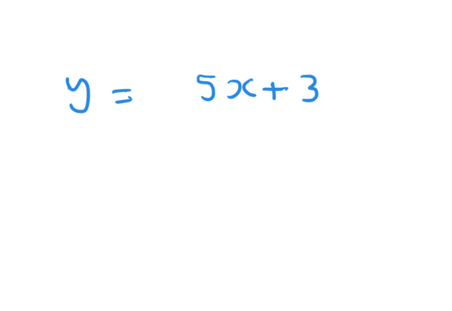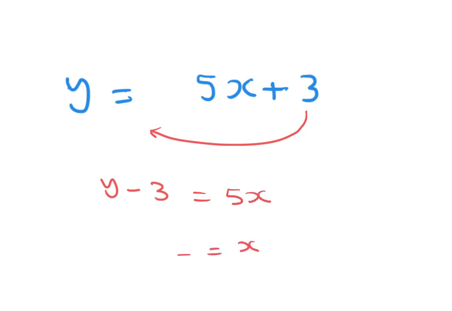y equals 5x minus 3. We need to make x the subject. Yes, Salma? The 3 is going to go to the other side as negative. So y minus 3. And then divide both sides by 5. So x equals? y minus 3 over 5. Good job. So now x is the subject.